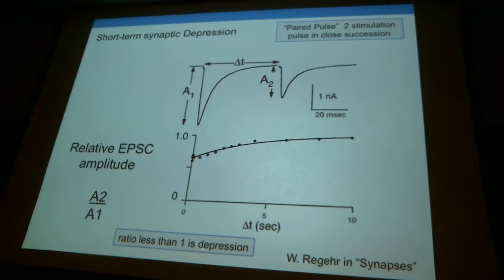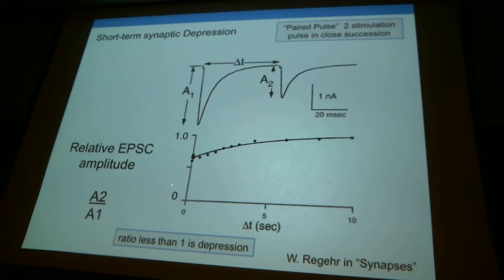Here, a ratio less than 1 is what we call depression. The amplitude got smaller, so we term that short-term synaptic depression. But the timing of the presynaptic activity really has a big impact on the size of these amplitudes.